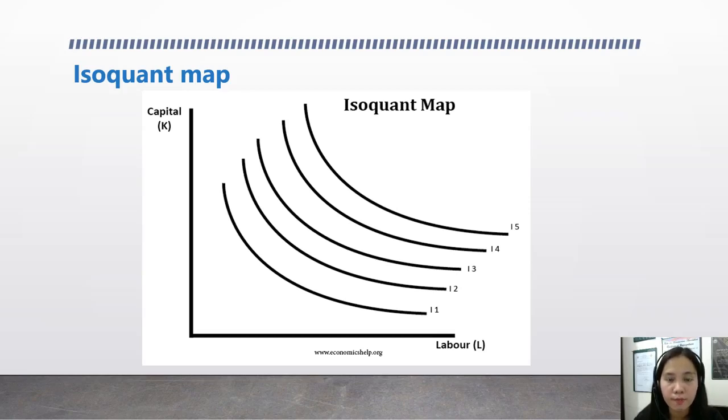In the short term, a firm faces a trade-off along one particular isoquant. But in the long term, a firm can invest in increasing capital stock and produce a higher output for the same quantity of labor.